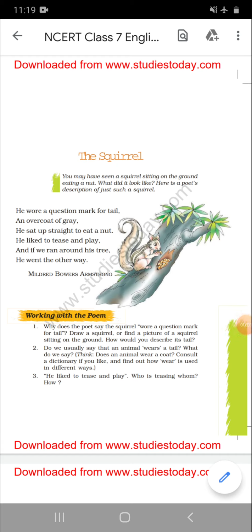Morning, students. Today we are going to be reading through and comprehending the poem The Squirrel from your Honeycomb textbook.